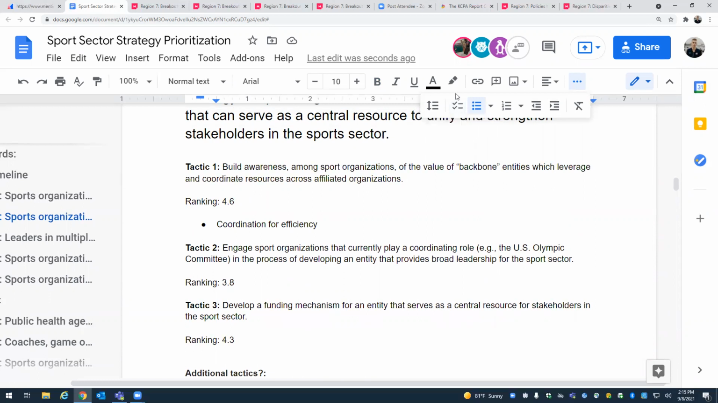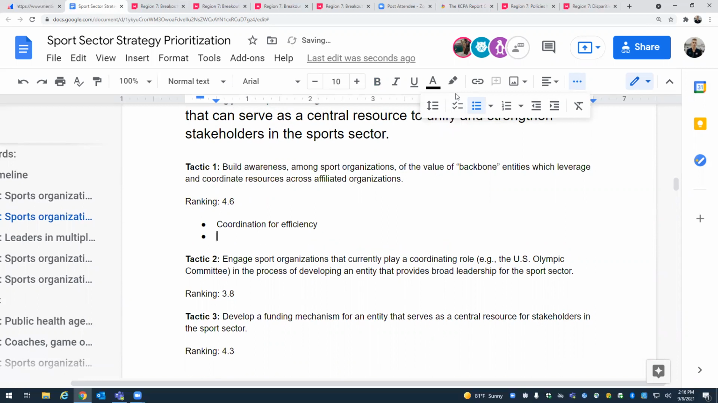Yeah, that kind of touches on equity there too, I guess, making sure every kid has equal or appropriate opportunity for participation.